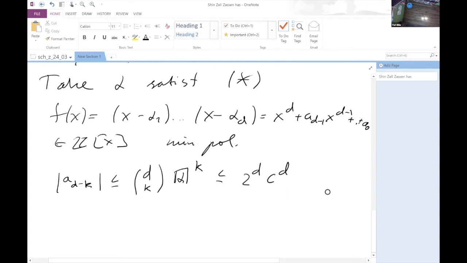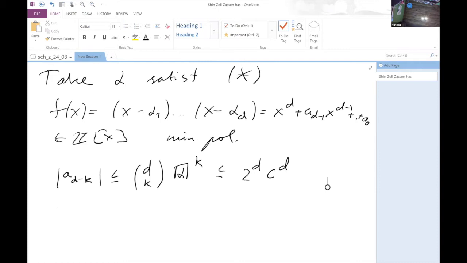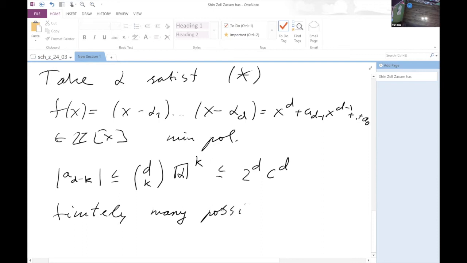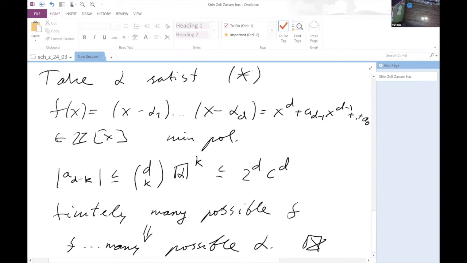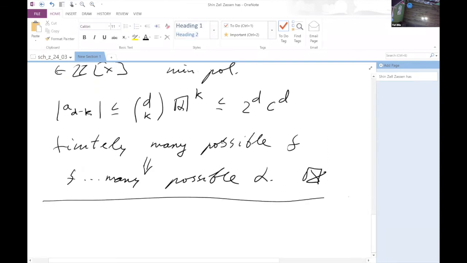Since the coefficients are integers, this means that we have only finitely many possibilities. We bound the coefficients and they are integers, so there are finitely many possibilities for the polynomial f, and hence there are finitely many possible alpha. This is the end of the proof of Northcott's lemma. Now we can prove the theorems of Kronecker.